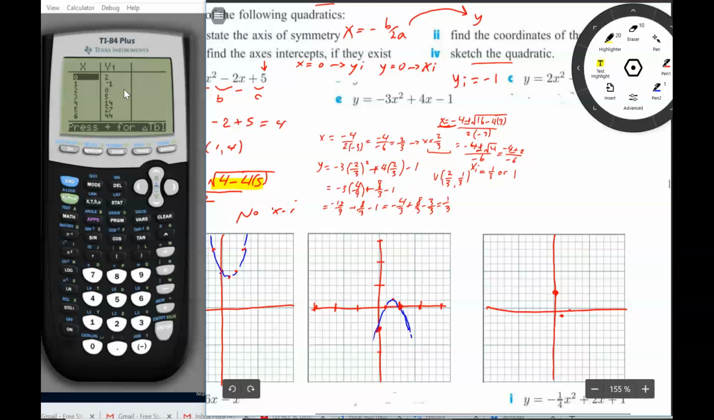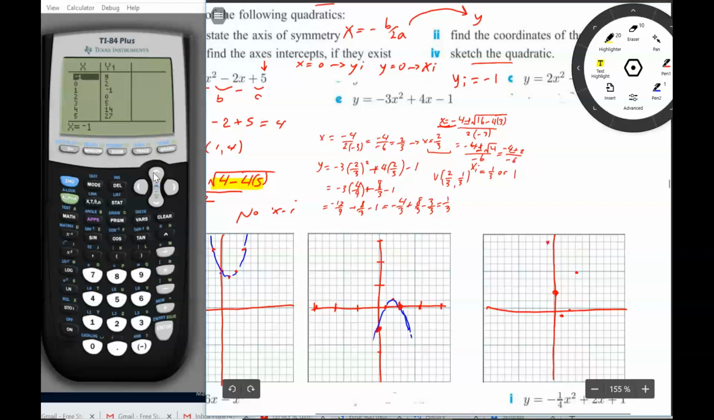and 3, 5. You're thinking, whoa, this is a really weird parabola. How come it's not symmetrical? 4, 14. Okay, that's off the screen. If I want the negative numbers, I just scroll up. -1, 9.